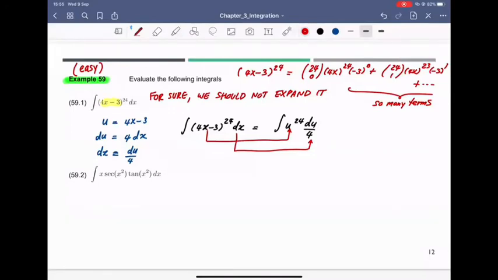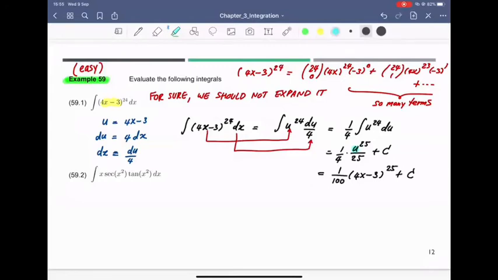If you go too fast, you may get lost easily. So here, I get 1/4 times the integral of u to the 24th power du. This is 1/4 times u to the 25th over 25, right? And then plus c. And then the last step is you need to get back your original variable. So now I have 1 over 100 times u, which is 4x minus 3, to the 25th power, and then plus c. So at the last step here, I replace u by 4x minus 3, the one that I used in the substitution. Make sense?